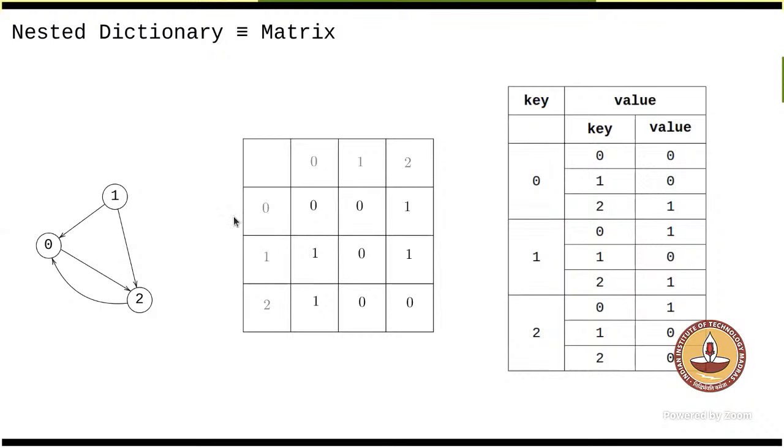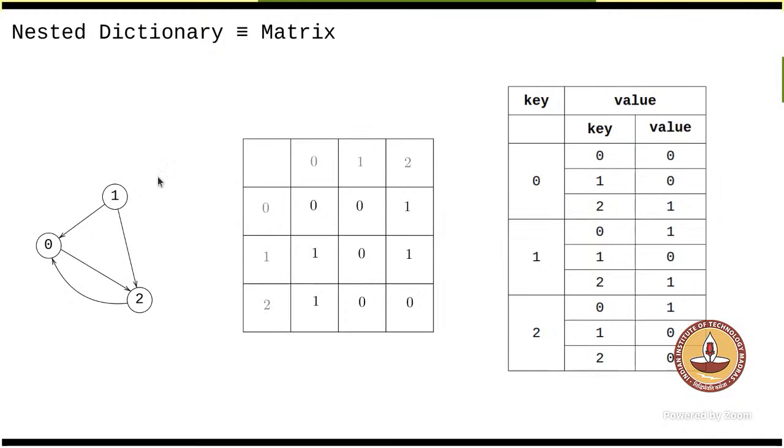So please note this equivalence, this relationship. This nested dictionary is the same as the matrix. Of course, create matrix is going to give you this nested dictionary, right? So let's go over this nested dictionary and see what it's doing.